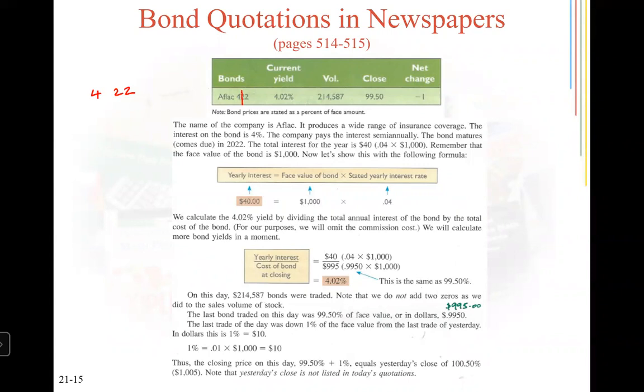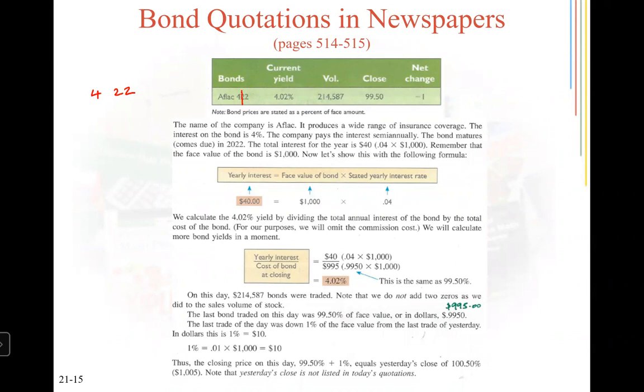The 4 is the interest rate. The 22 is supposed to represent the year that the bond matures. The yield is 4.02%. The volume for that day is 214,587. It doesn't say to add any zeros to it. And the close is 99.5, and that's a percent, 99.50%. And the change is -1, and that's a percent also.